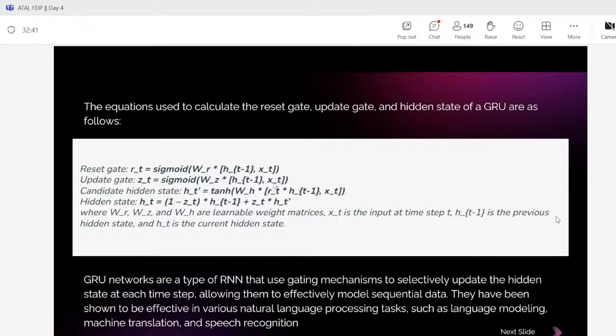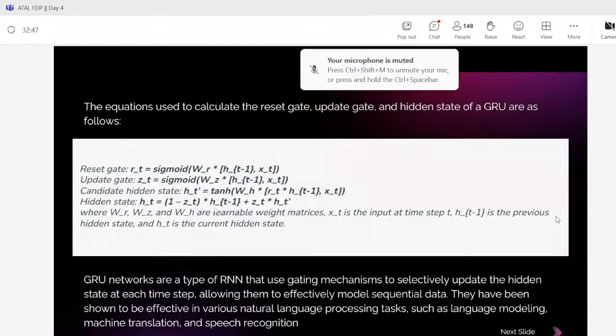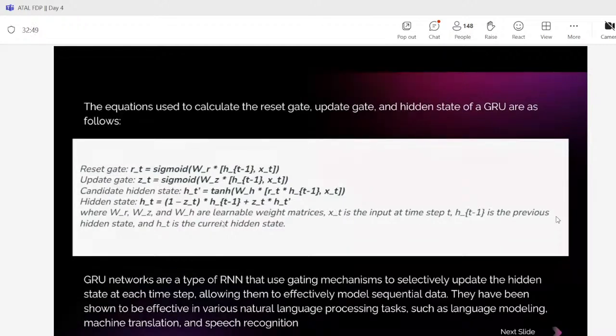Okay, and then the hidden state formula: ht is equal to (1 minus zt) into h(t-1) plus zt into ht dash, where Wr, Wz, Wh are learnable weight matrices. Okay, so they are learnable weight matrices, and xt is the input at time step t, and h(t-1) is the previous hidden state, and ht is the current hidden state. Okay.